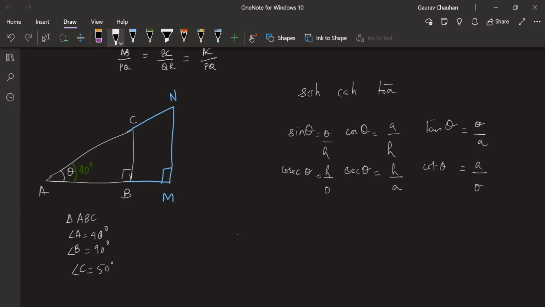Be good with it. Automatically, is it 50? Yes, 40 plus 90, and the remaining is 50 degrees. You can use the angle sum property: A plus B plus C should give you 180 degrees, and that is how I'm getting it.